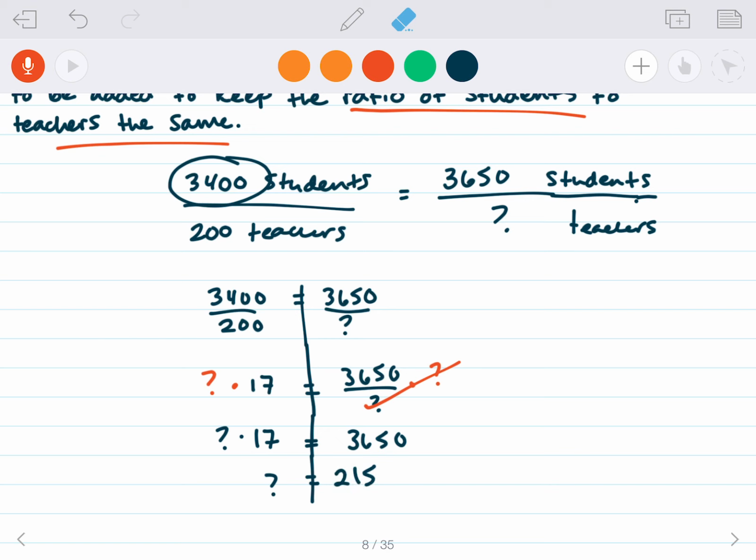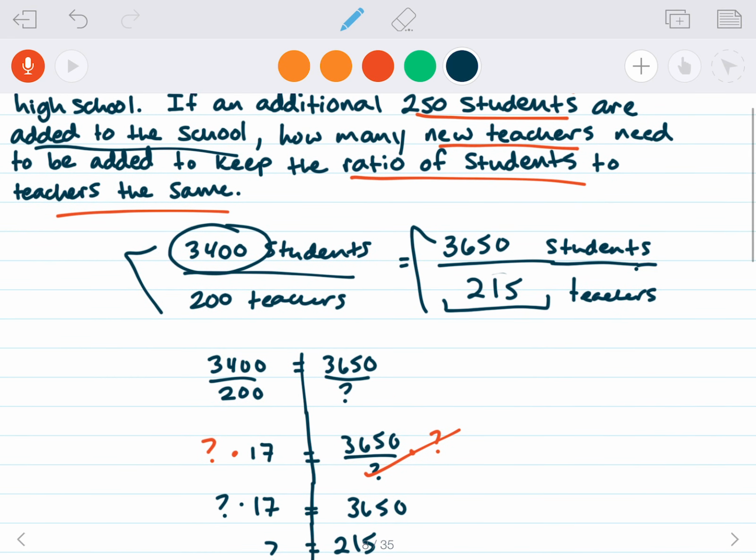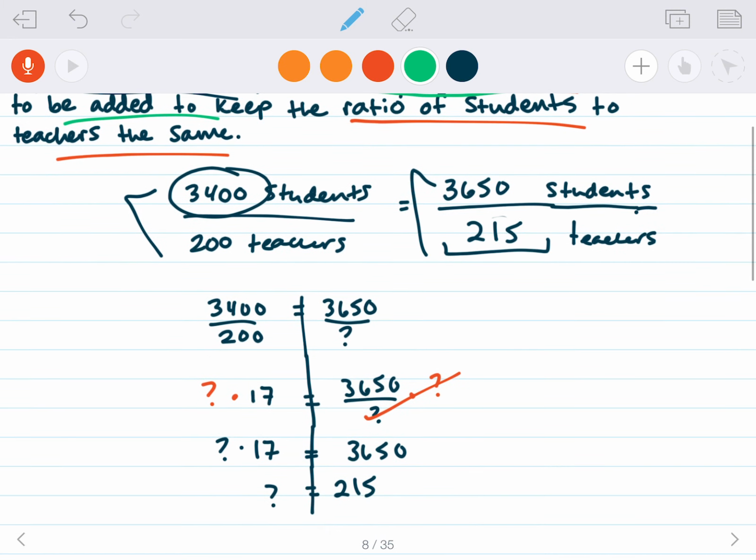Now, this is the answer right here, but it doesn't answer the original question. It says that the ratios are now the same, right? 3,400 students to 200 teachers is exactly the same as 3,650 students to 215 teachers. But the question asked, how many new teachers need to be added to keep the ratio the same? Well, we originally had 200 teachers, and then we went to 215 to keep the ratio the same. So from 200 to 215, we added 15, and that would be our final answer.